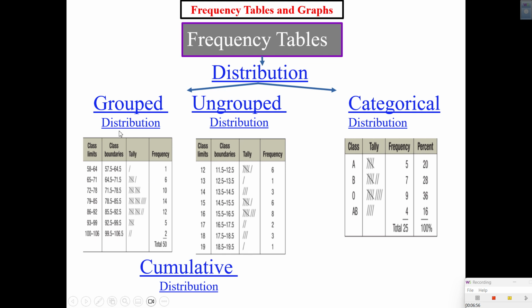Now look up. Grouped, we have over here on the class, look up, there's limits and boundaries. We've seen these with the graphs that we made. Is that correct? But look at ungrouped. There's only one number per class. You guys see that? That's why they're not grouped. It's only one number per group. And categorical is when they're talking about like blood type or something like that, or grades and such as that.